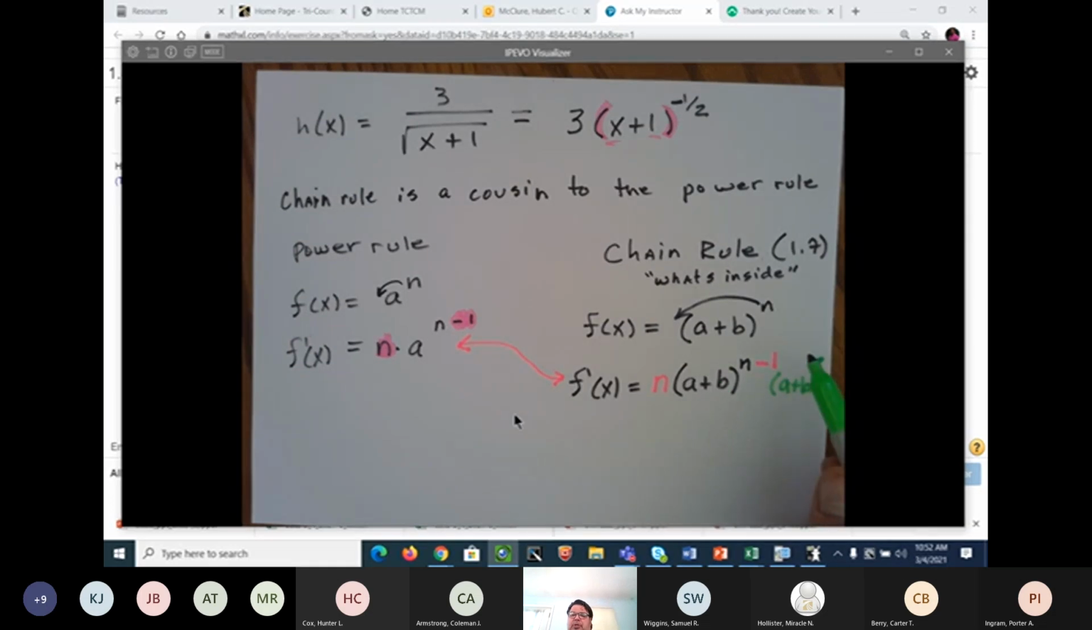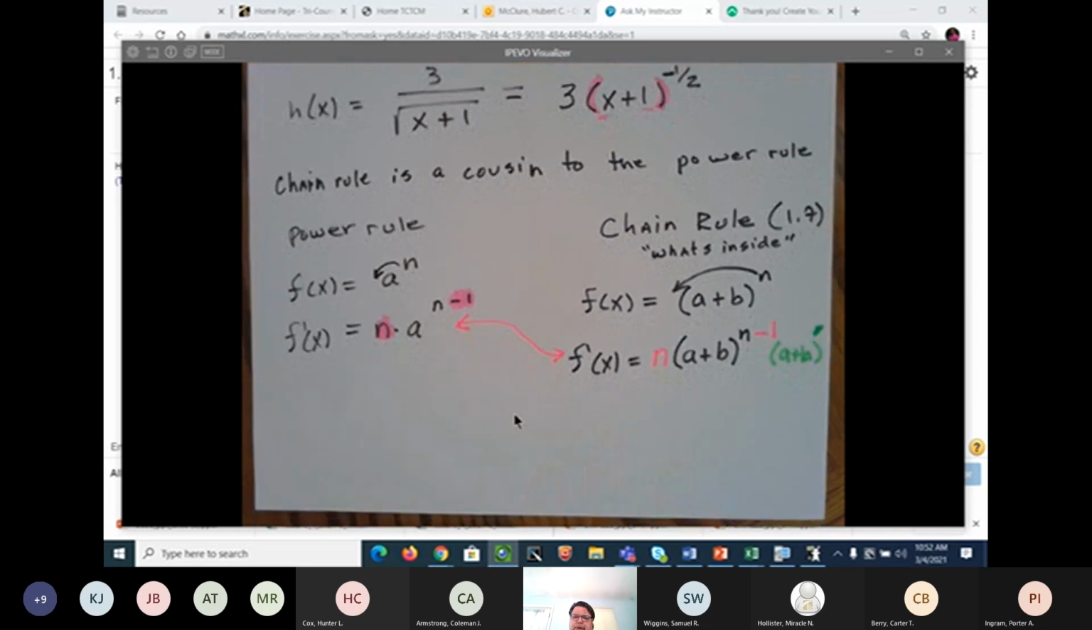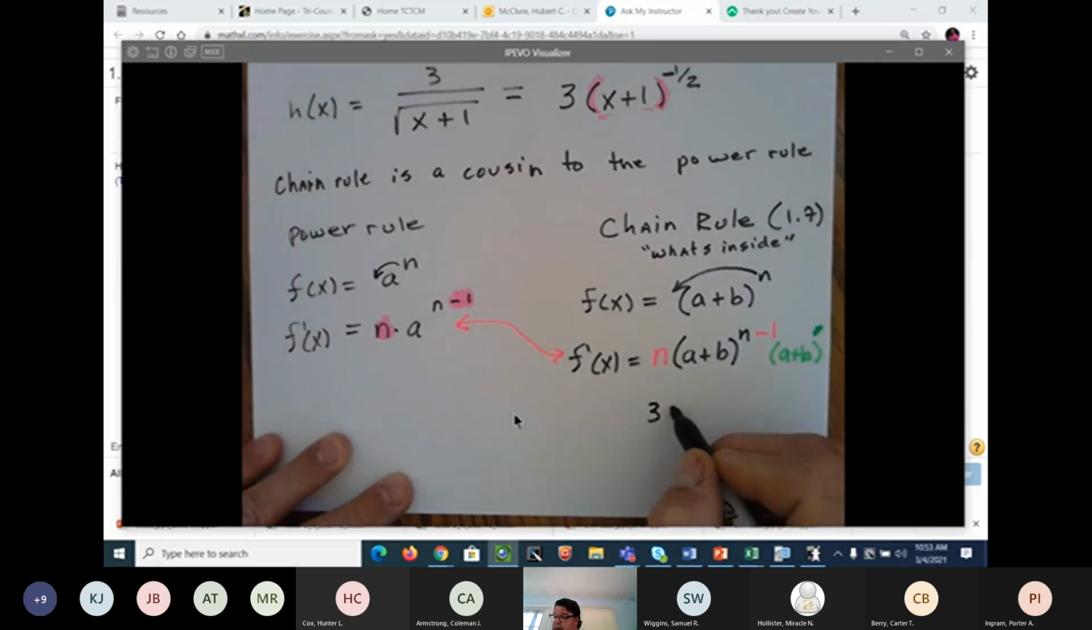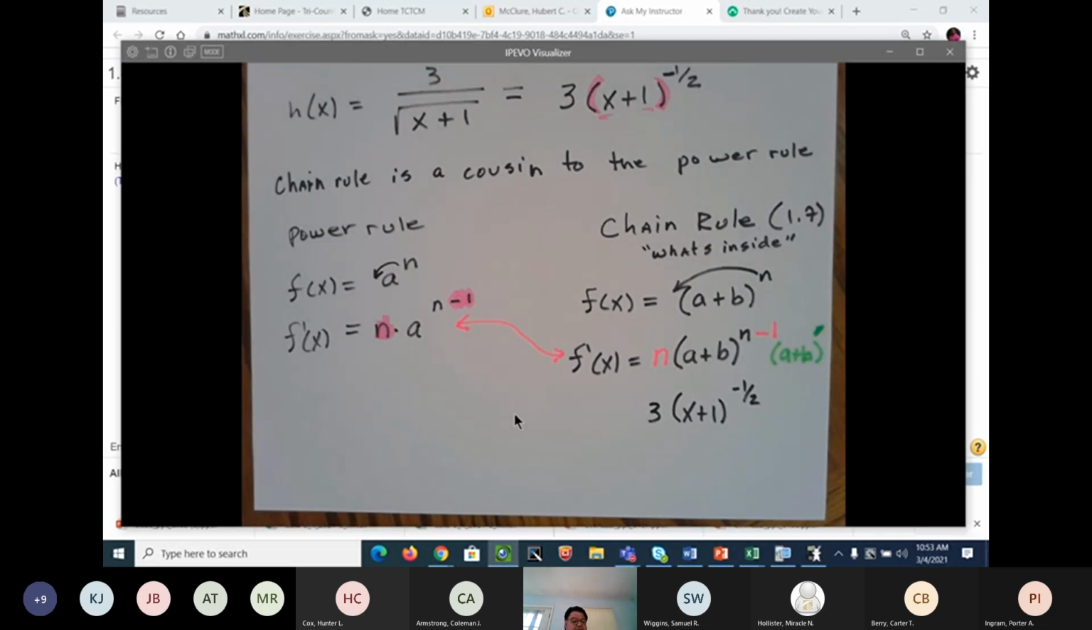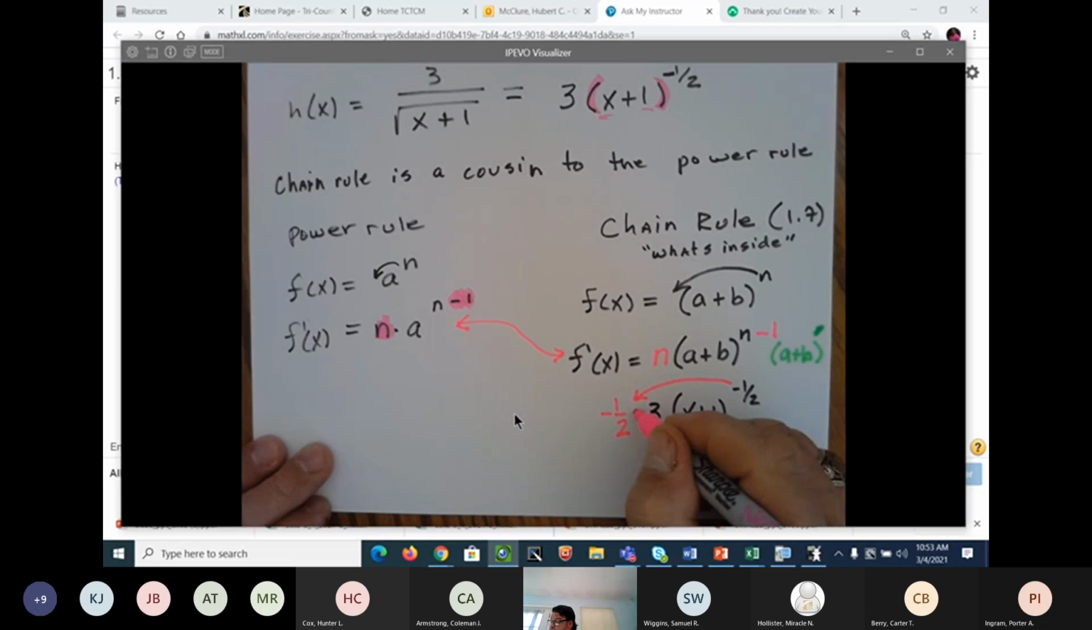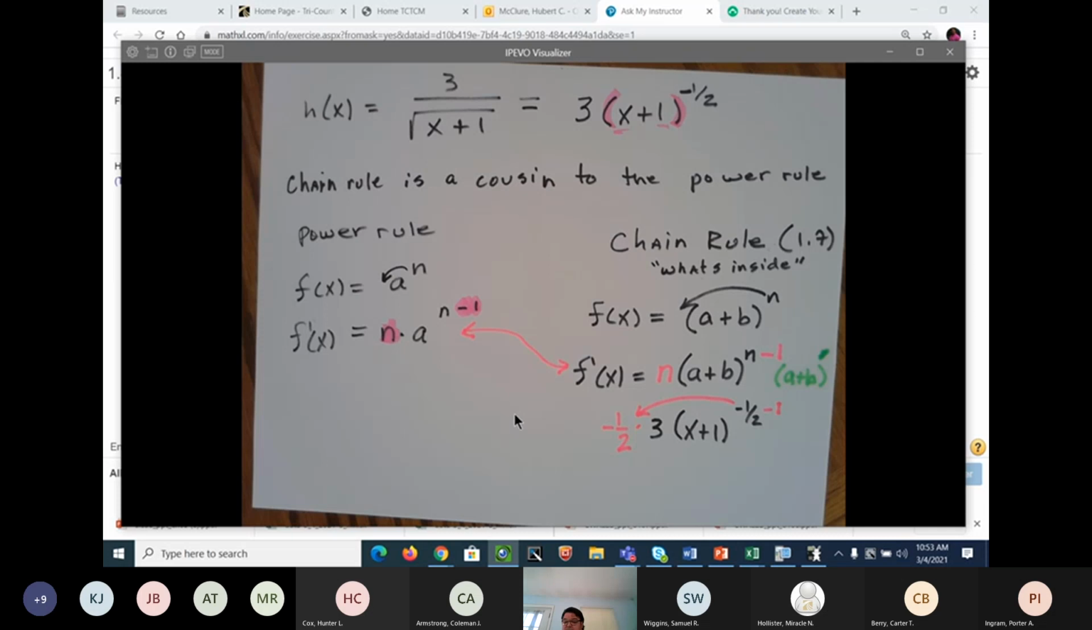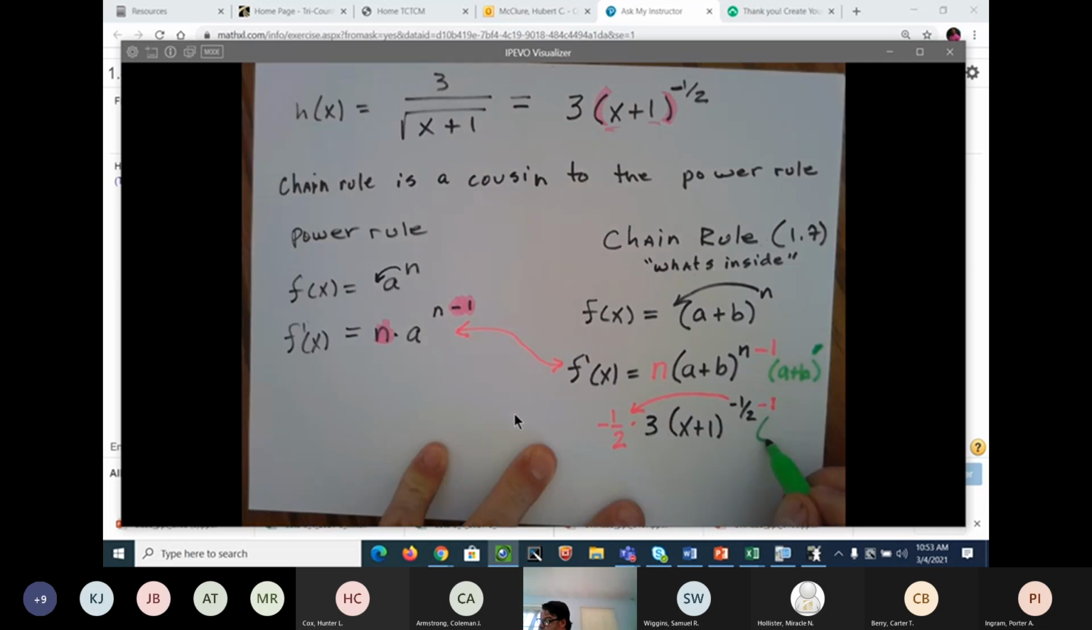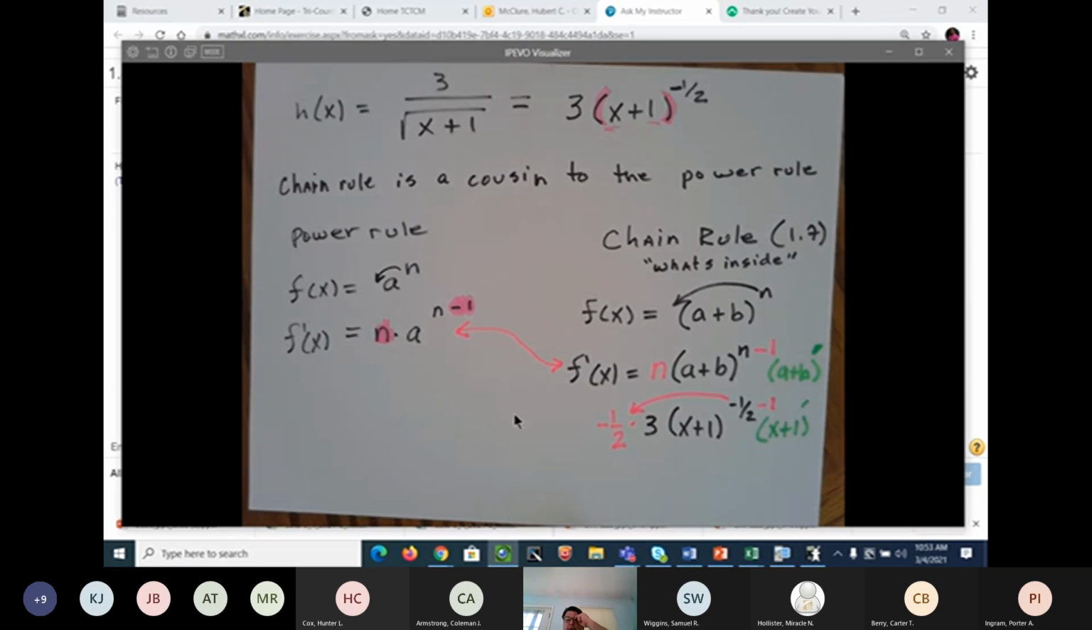Now it makes better sense with an example. So I'm going to do this example right down here for the chain rule. So here's our problem. 3 times x plus 1 to the negative 1/2 power. And I'm going to take my pink highlighter and I'm going to pull that 1/2 out front. And I'm going to subtract 1. And I'm going to put in parentheses x plus 1 prime. Because I've still got work to do here. We still got a lot of work to do before we can finish this problem.